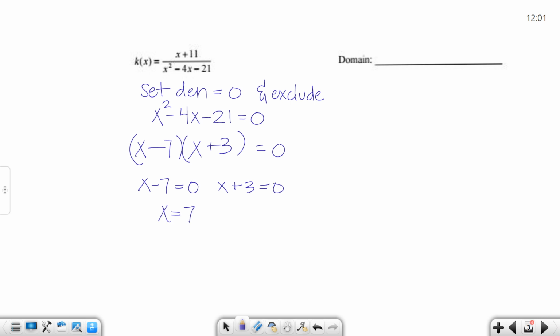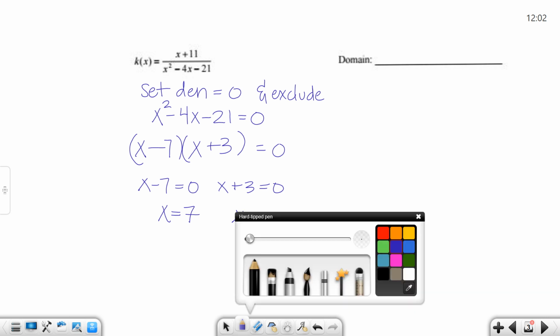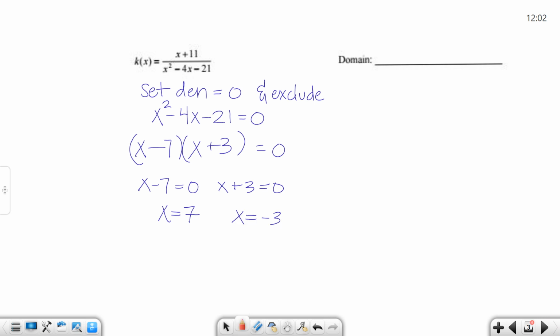Solve this one, so I would get x equals 7. Solve this one, I would get x equals negative 3. Now those are bad. Remember, those make the denominator 0. Those are the bad guys. So we can't use those. We're going to use all numbers except for those.